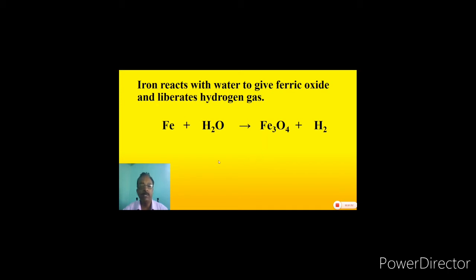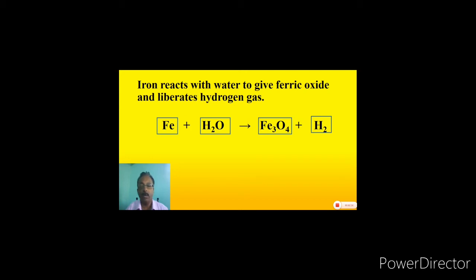Now before balancing this we should draw a box around each reactant and product. So here iron, water, Fe3O4 and hydrogen. Once we have drawn a box around each reactant and product, we cannot make any changes inside the box. So the next step is to write down the number of atoms of reactants and products. Left hand side are all reactants and right hand side are products.